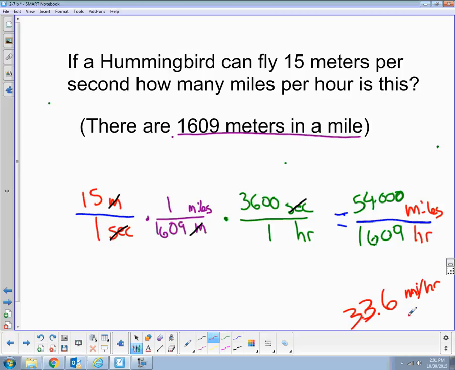Miles per hour. So just to double check what I did earlier. Yeah, and that's what we got.